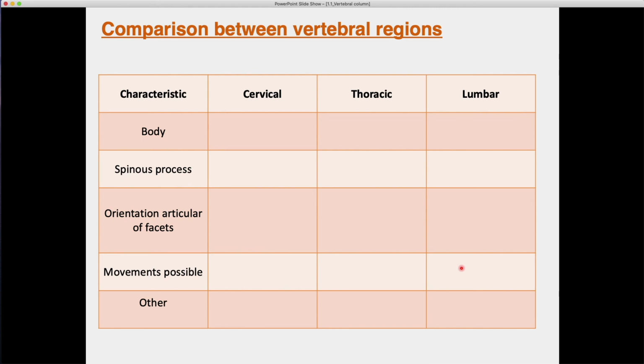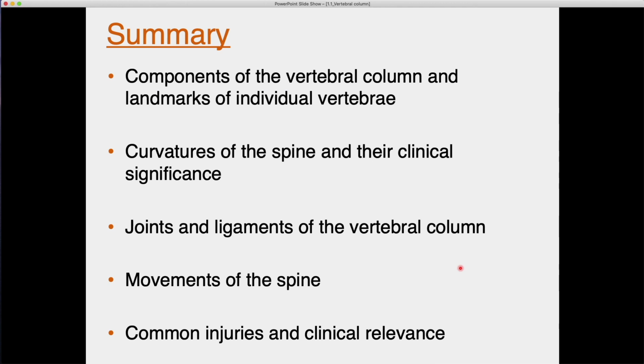And just to summarize, let's see what we've talked about so far. We talked about the components of the vertebral column and the landmarks of each vertebra, curvatures of the spine and their significance. We looked at joints, ligaments of the vertebral column, movements of the spine, and all throughout we talked about common injuries and clinical relevance of many of these structures.